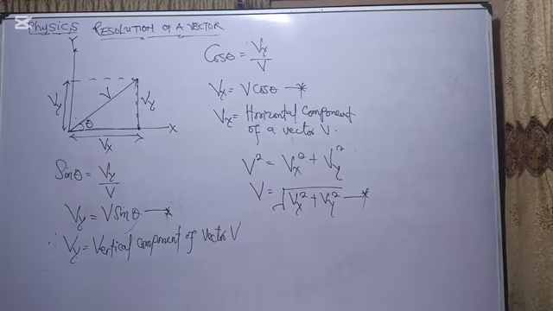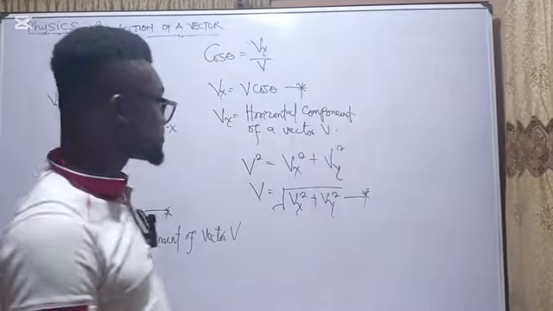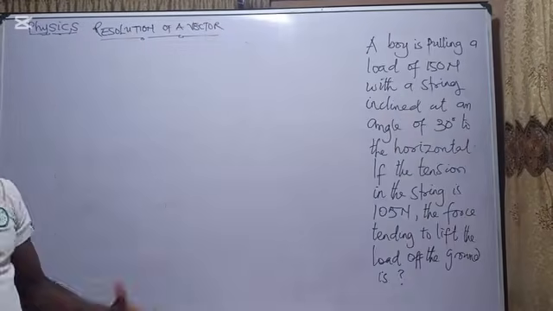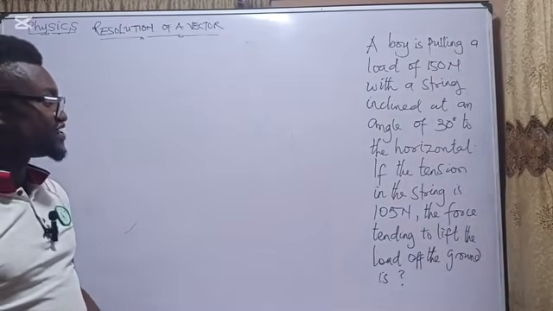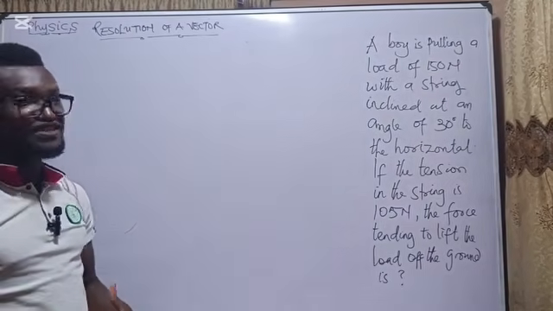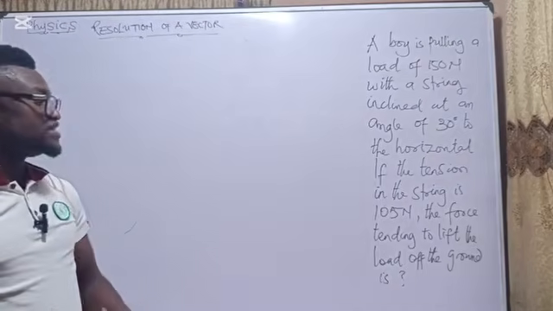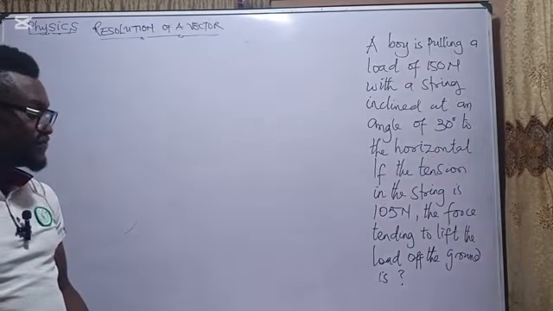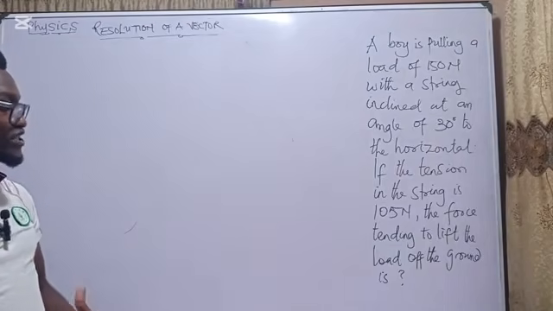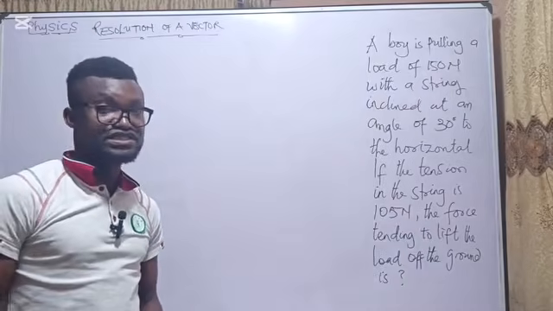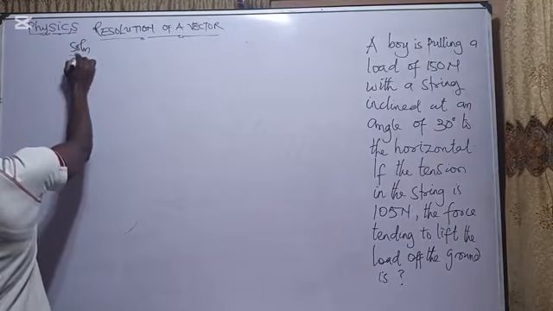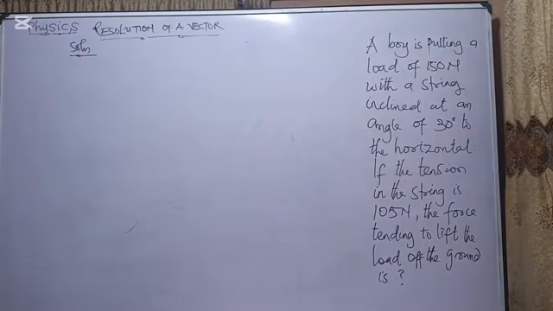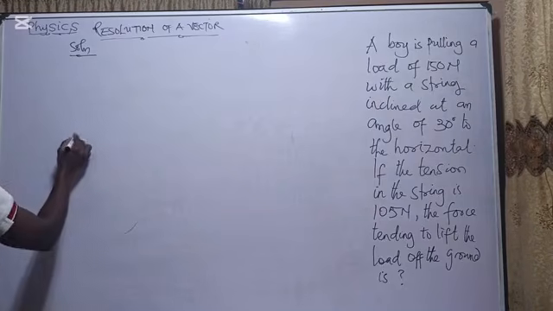Maybe we are going to simplify this using a question. So let's take a question on that. Okay, so we have a question on the board. It reads, a boy is pulling a load of 150 Newton with a string inclined at an angle of 30 degrees to the horizontal. If the tension in the string is 105 Newton, the force tending to lift the load off the ground is. Now let's analyze it using a diagram. A boy is pulling a load of 150 Newton. So the weight of the load is 150 Newton. Let's say we have the load.